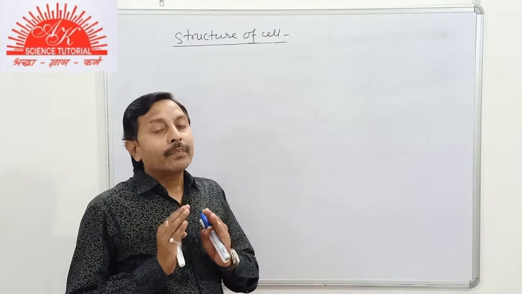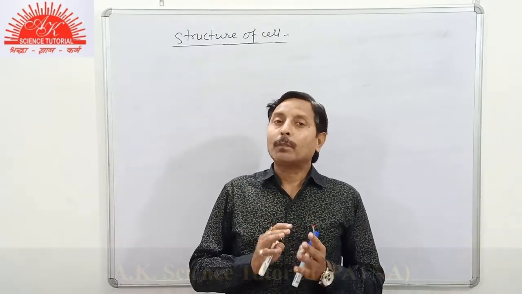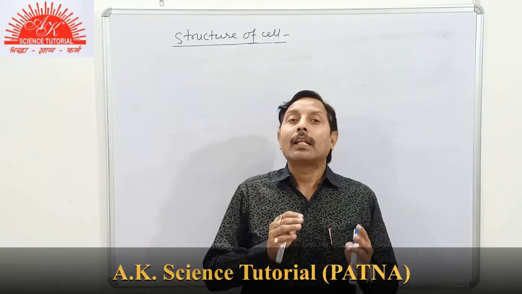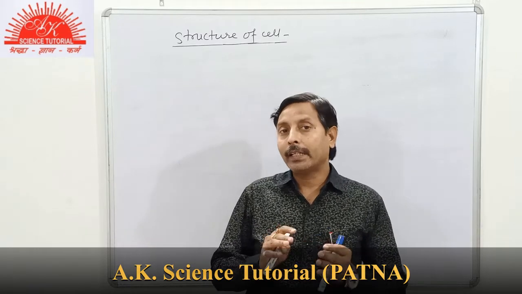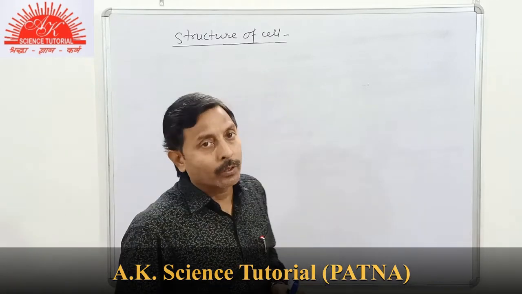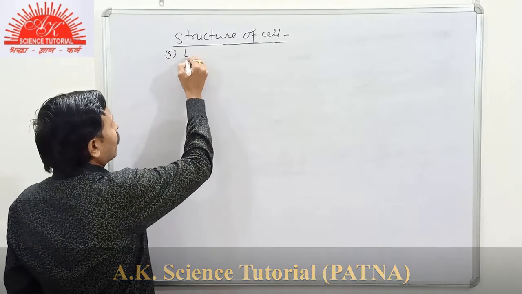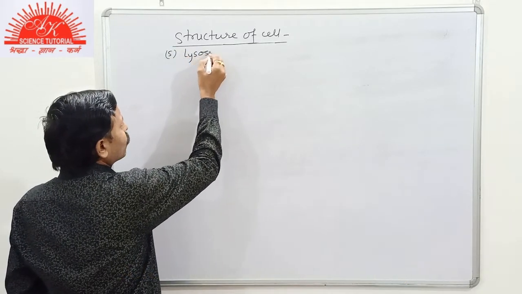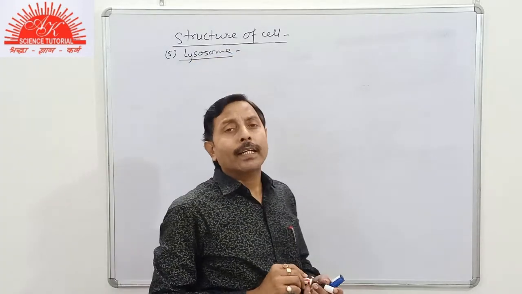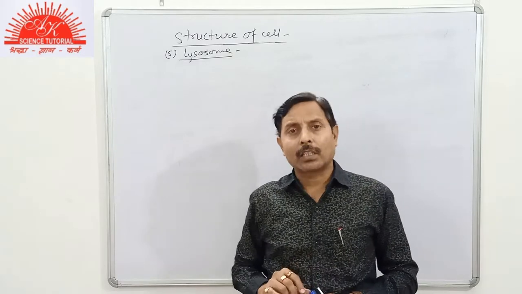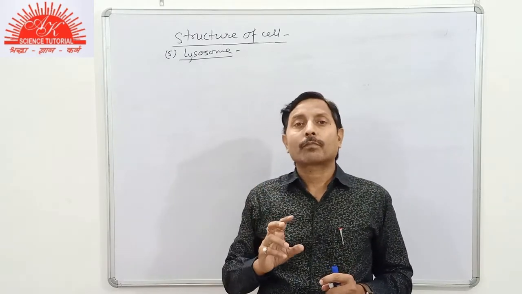Friends, in the previous video or class, we have studied some of the important cell organelles like endoplasmic reticulum, ribosome, mitochondria and Golgi body. Now we are going to study another cell organelle, which is lysosome. Lysosomes are small vesicle-like structures formed from the Golgi body.